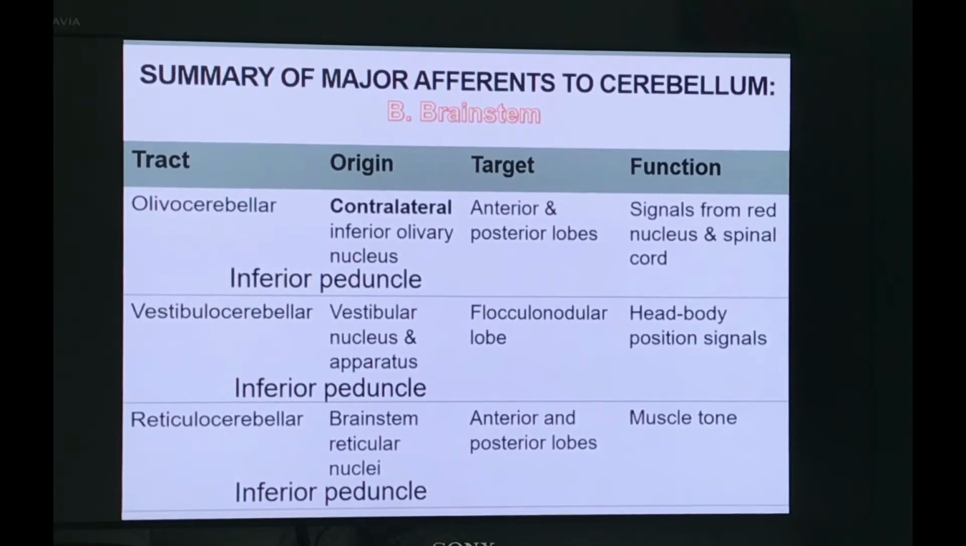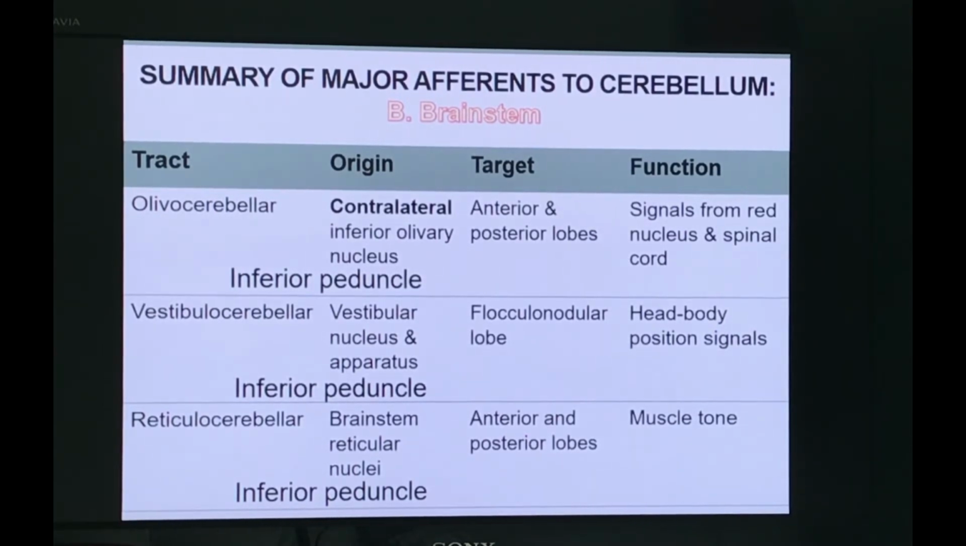From the brainstem, they receive a very important fiber, the climbing fiber, which is from the inferior olivary nucleus. That is called the olivocerebellar tract. These fibers originate from the contralateral inferior olivary nucleus, and they mainly go to the anterior and posterior lobes. Then they mainly send signals to the red nucleus, and from there the information is taken through the rubrospinal tract, which goes to the spinal cord. As I mentioned, directly it doesn't have a connection to the spinal cord.